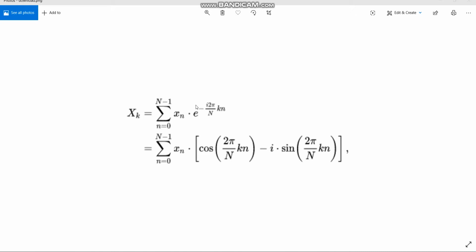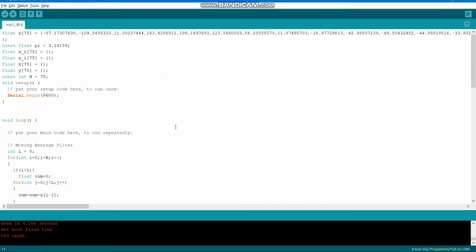So this e to the power term can be resolved into cos and sine, the real and the imaginary part, using Euler's identity, and thus the whole formula can be written as x of n cos of 2 pi by N kn minus iota sine 2 pi by N kn. So we will be using this formula to calculate the real and imaginary parts of the signal and ultimately to calculate the DFT. So let's go into the code.